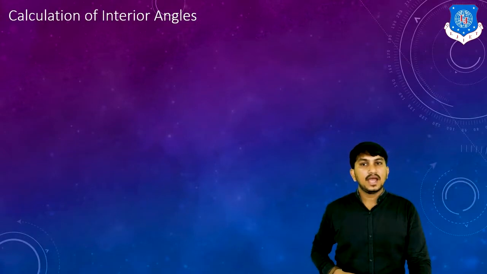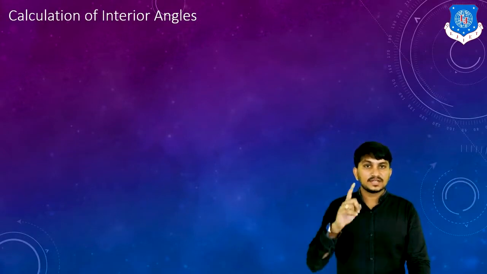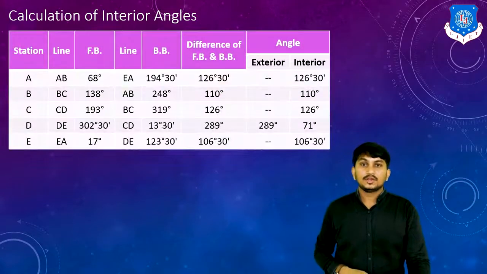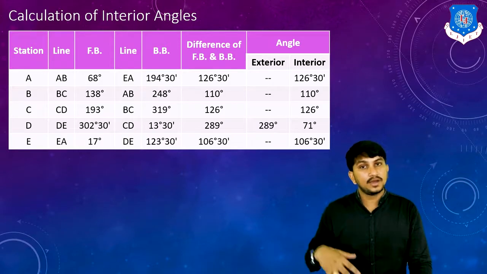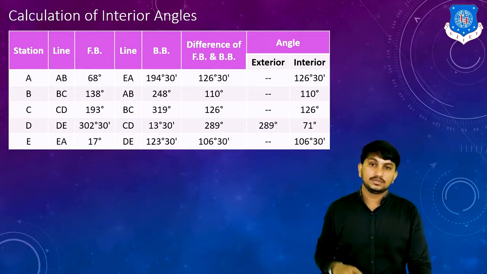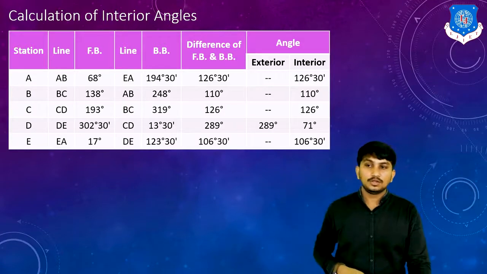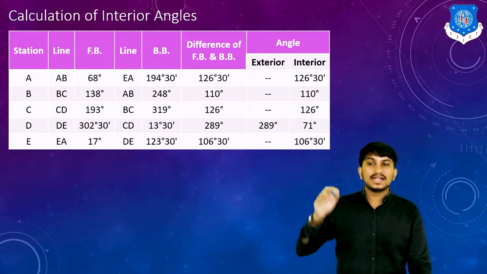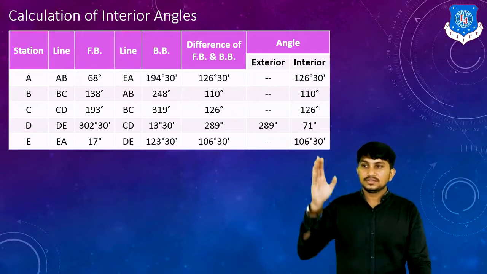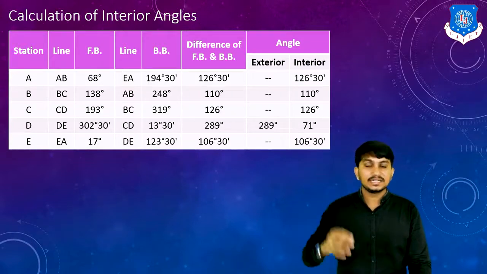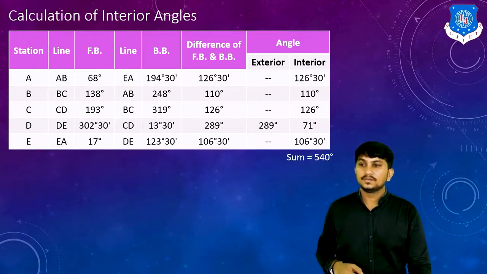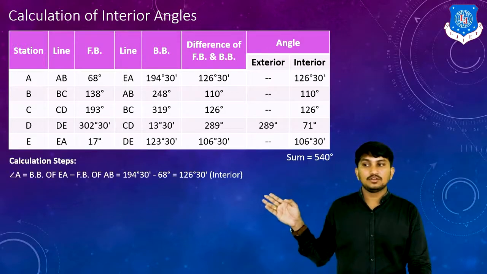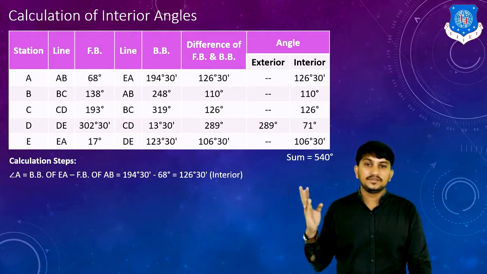After drawing the traverse, we have to calculate the interior angles, because in the first method interior angles are required. So for calculating interior angles, we have to draw this table, because this is a WCB type of method. Station A: in station A, the forward line is AB, the backward line is EA. The difference of FB and BB is 126 degree 30 minutes, which is less than 180 degree, so the angle is an interior angle. Angle A is BB of EA minus FB of AB, 194 degree 30 minutes minus 68 degree, which is 126 degree 30 minutes, interior.